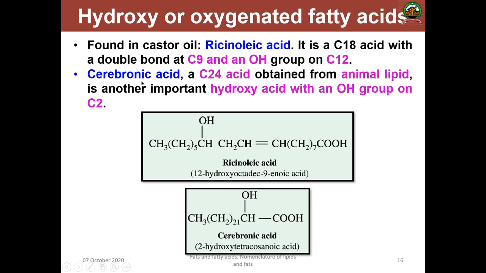Then similarly, cerebronic acid, that is a C24 acid obtained from animal lipid, is another important acid with a hydroxyl group at the second position, okay. So at the second position of the chain there is a hydroxyl group; that is cerebronic acid. Okay, these are the hydroxyl or oxygenated fatty acids. They are very simple. In addition to the normal fatty acid, there will be a hydroxyl or OH group present.